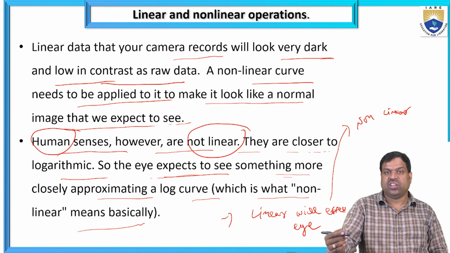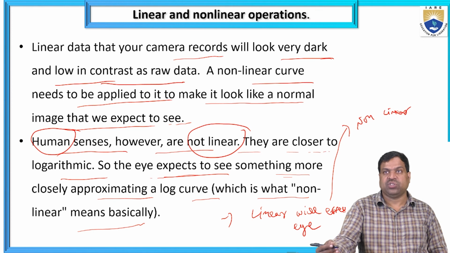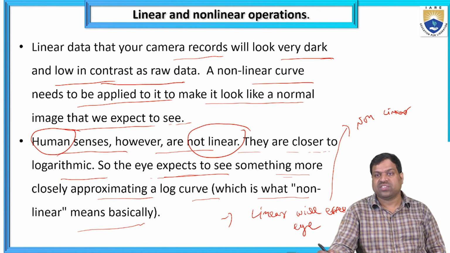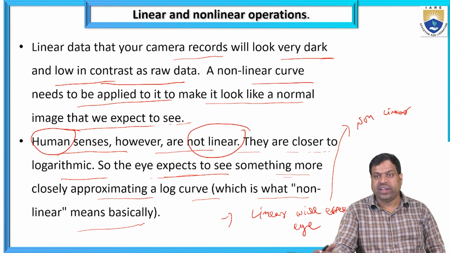What are the changes from the original linear image? I am calling it a non-linear curve. The human eye is non-linear. Why? Because whether the contrast is high or low, the eye can't see the original image. Okay, we have to slightly modify the original image. That is a non-linear image.